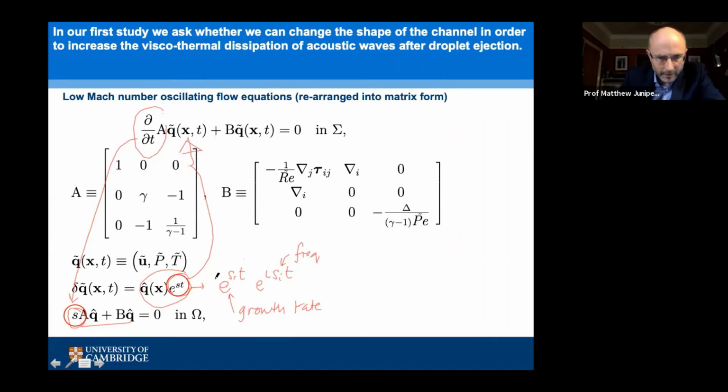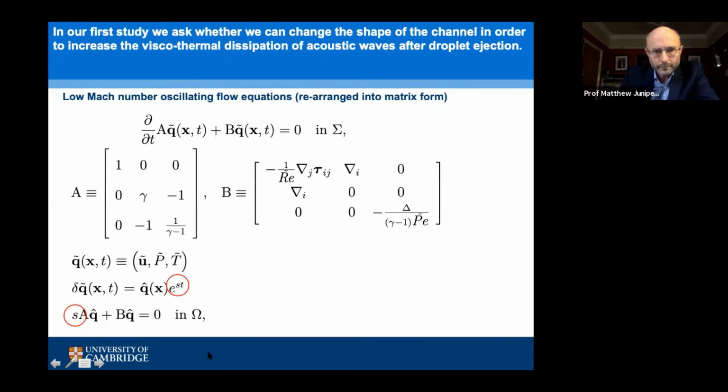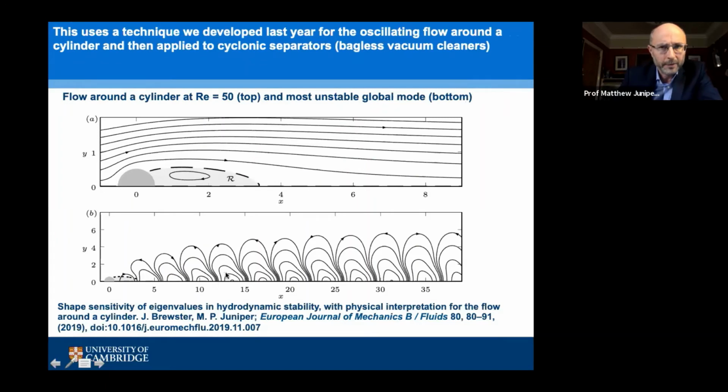So remember, this is what I'll keep coming back to, this growth rate here, because what I'm going to do is ask, how can I change that growth rate s by changing the geometry of the system? Now to do that, I'm going to use a technique we developed over the last 5 years, published in 2019 here, and we also have applied this to cyclonic separators, and that, for those of us who, just means a bagless vacuum cleaner.